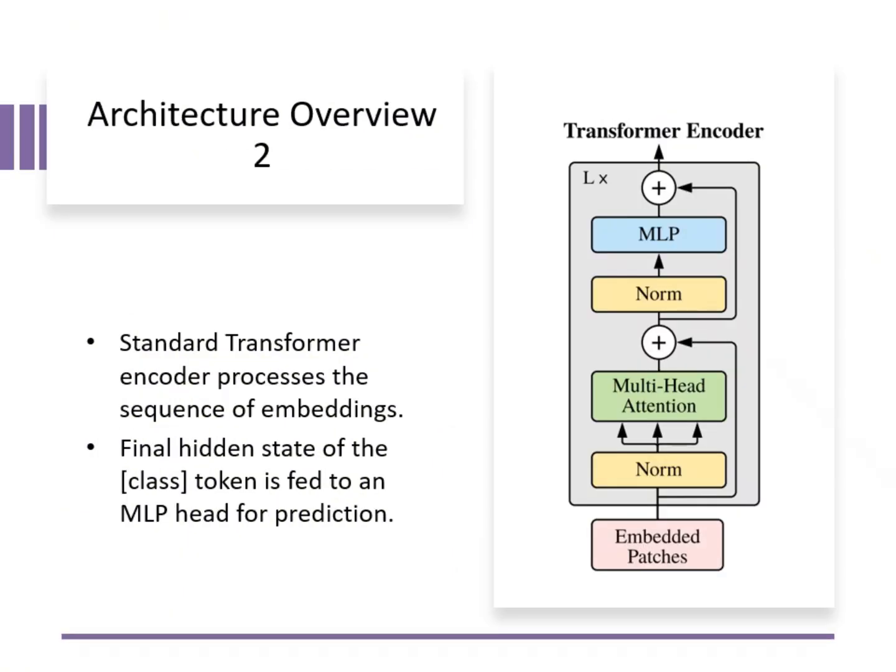And taking a deeper look into the encoder, this is a standard transformer which processes a sequence of embeddings. And as you can see on the right here, we have the embedded patches which have already been flattened and passed as input to the encoder. They go through a normalization layer first, then multi-head attention, and you can see the residual connection over here, and the output from that is passed to another normalization layer and then to a multi-layer perceptron.